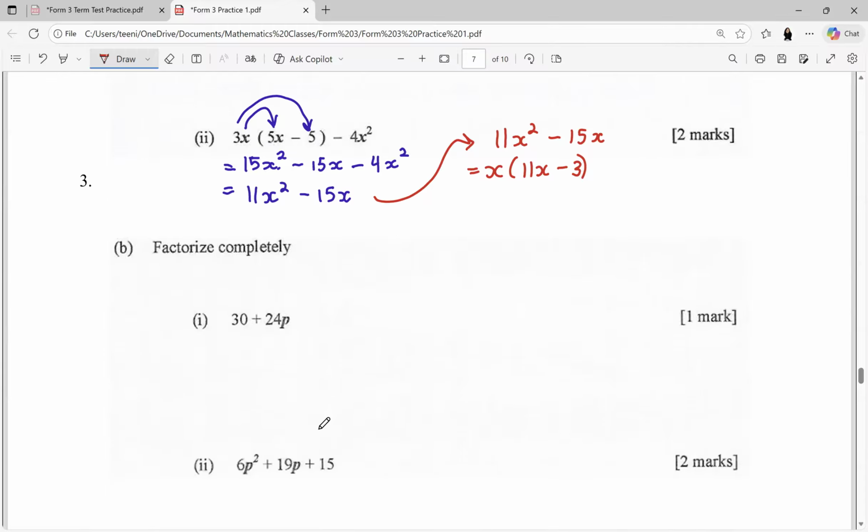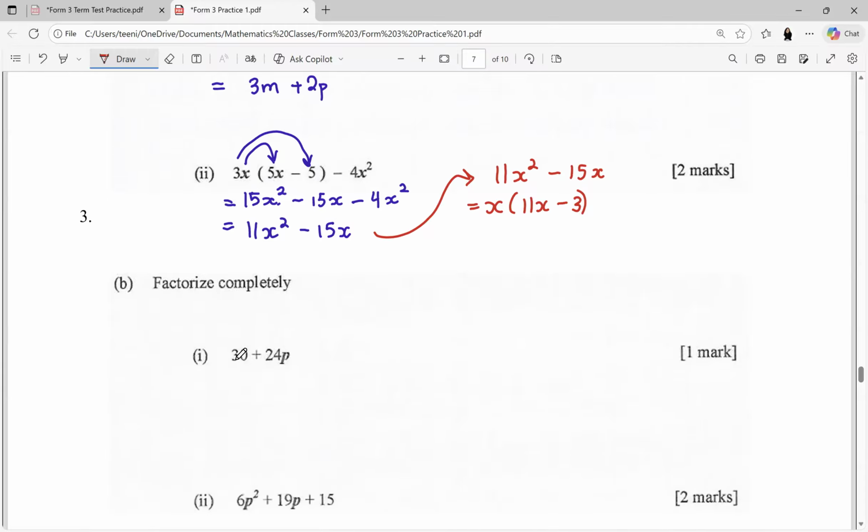Right? Now, if we had to factorize 30 plus 24p, you would have to use what is common between 30 and 24p. There is no other term in p, so we know that p is not part of the common factor. However, 30 and 24 have a common factor. They have several common factors actually. 2, 3, what else? 2, 3, 6. So those are different common factors, and even 1, right?